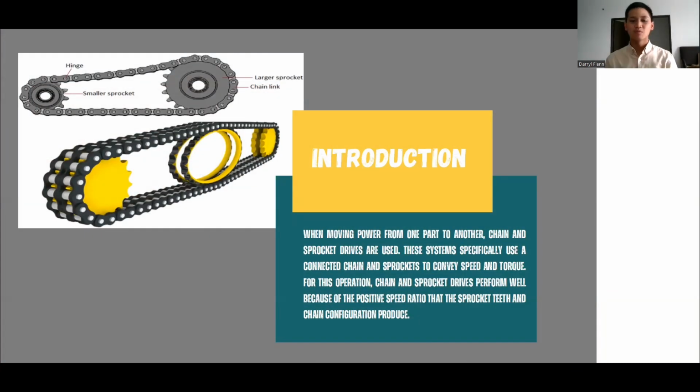When moving power from one part to another, chain and sprocket drives are used. These systems specifically use a connected chain and sprockets to convey speed and torque. For this operation, chain and sprocket drives perform well because of the positive speed ratio that the sprocket teeth and chain configuration produce.